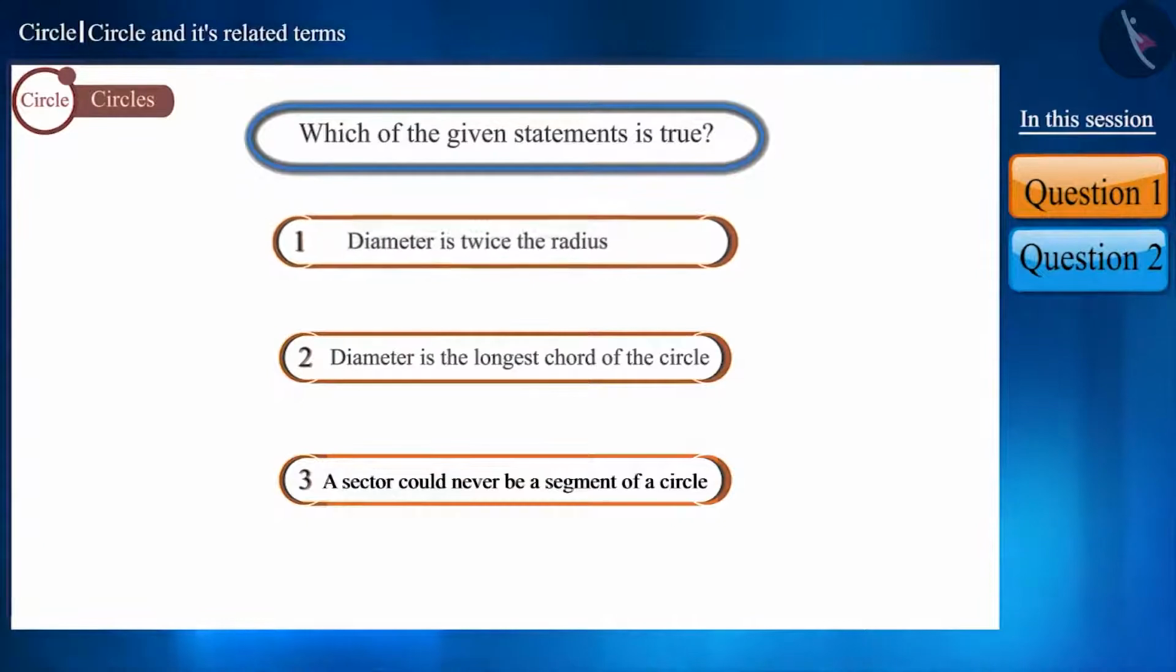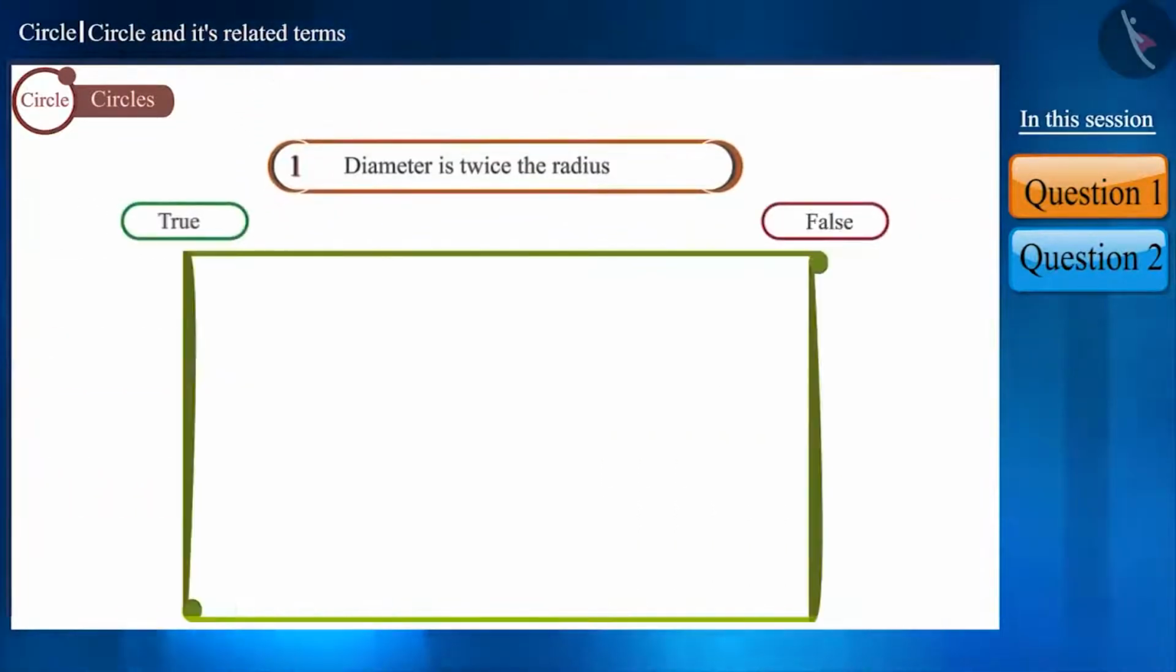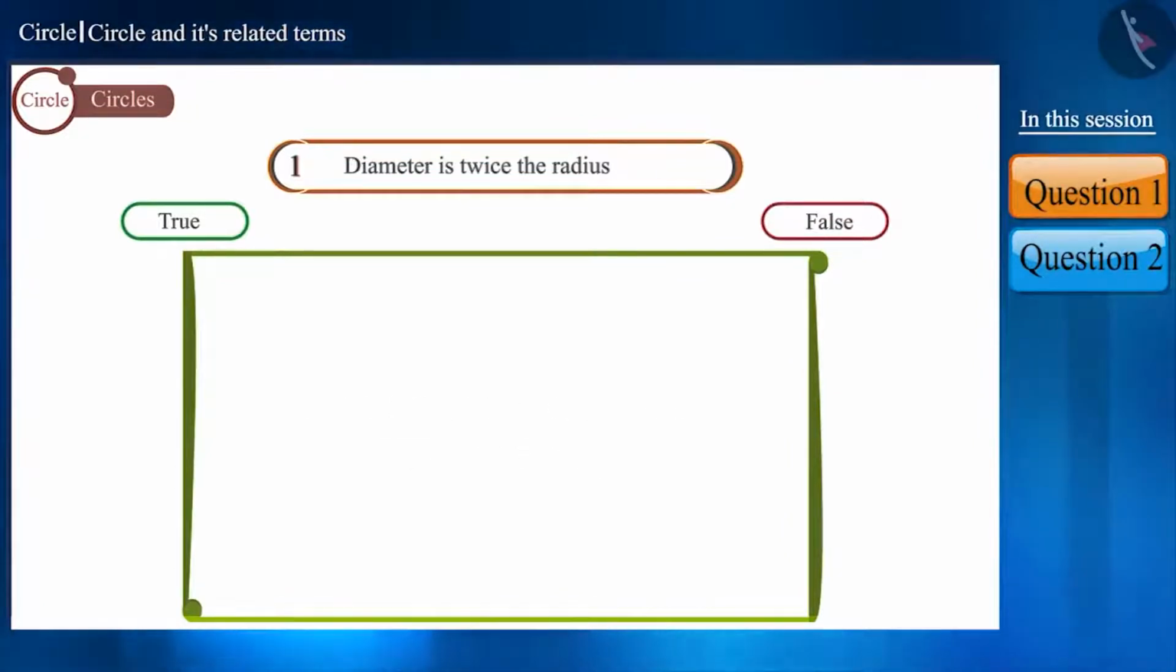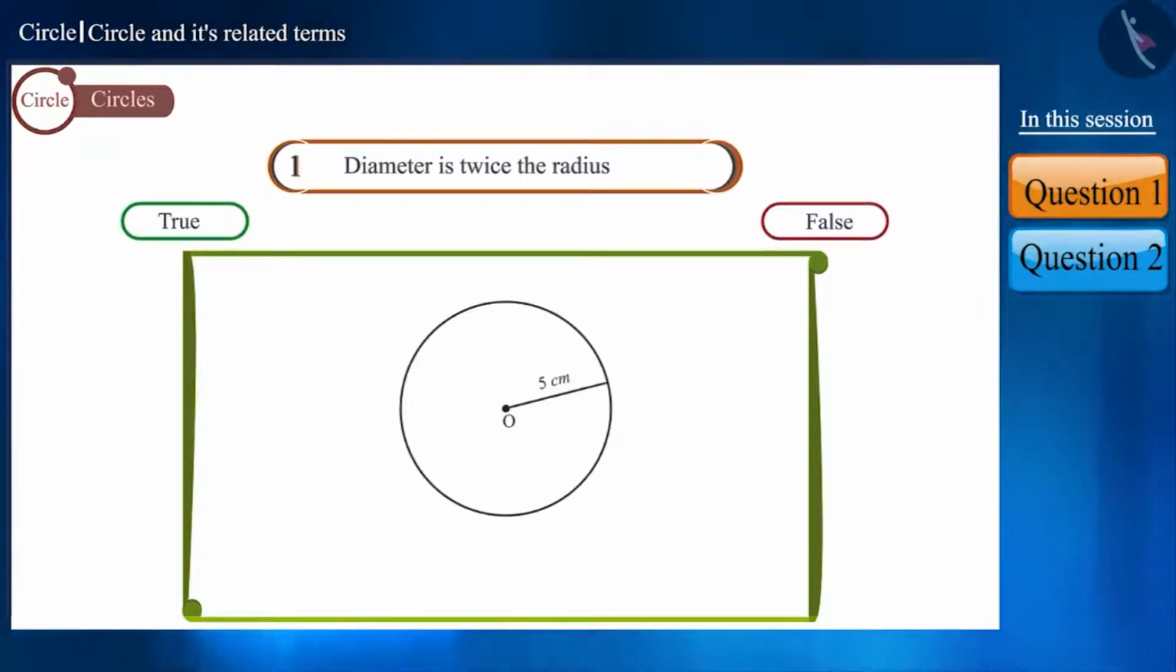Friends, look at the first statement. The length of the diameter is twice the radius. Is this statement true? Let's check this statement. Draw a circle with O as the center. Its radius should be 5 centimeters and AB should be the diameter of that circle.